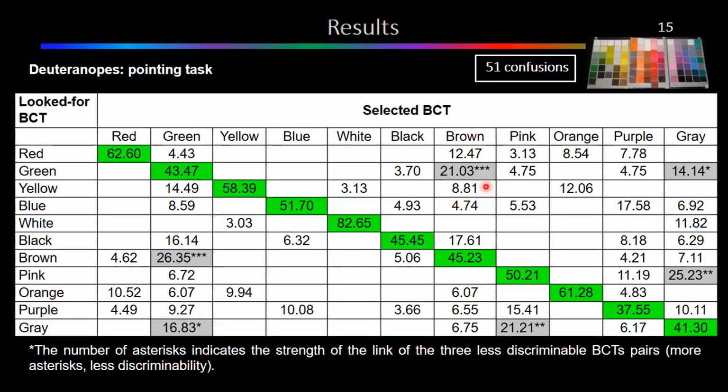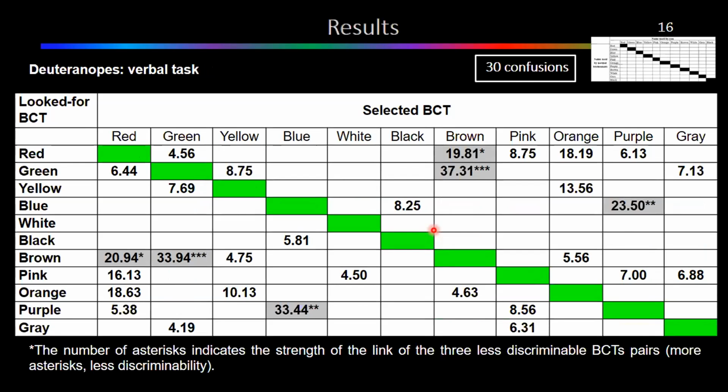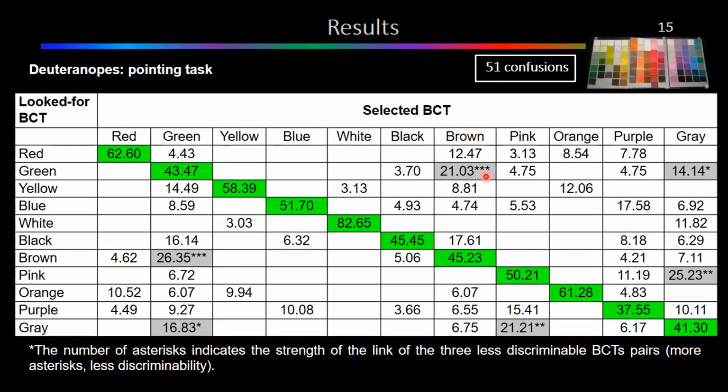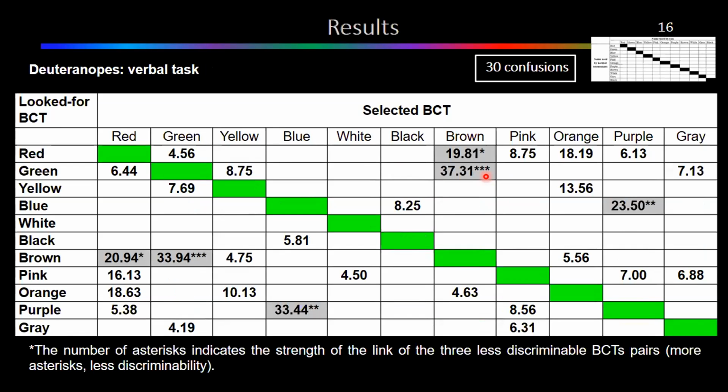Let's look at the same results for deuteranopes. In this case, we have 51 confusions, and as in the previous case, we have fewer confusions when we go to the verbal task. And the percentages, again, are much higher in the verbal task than in the pointing task.